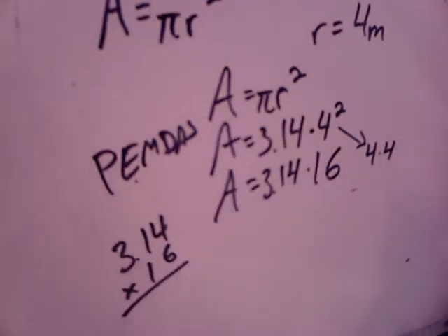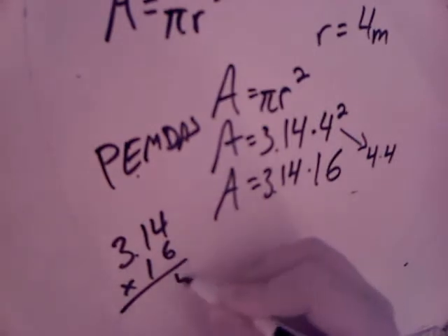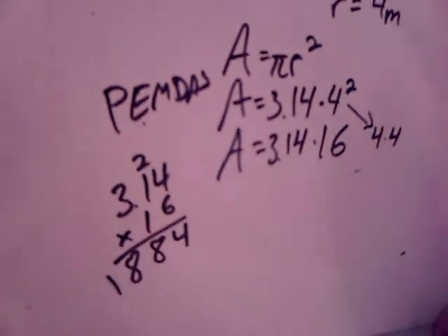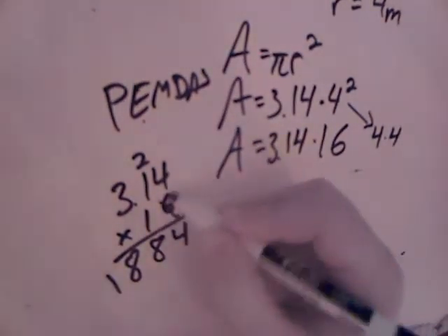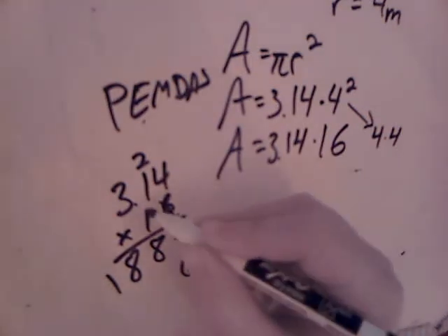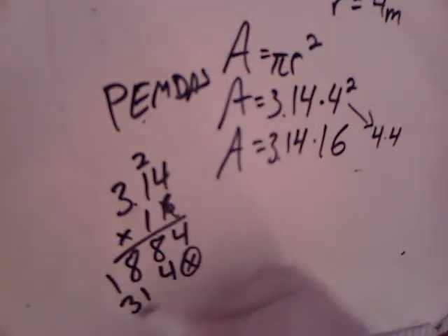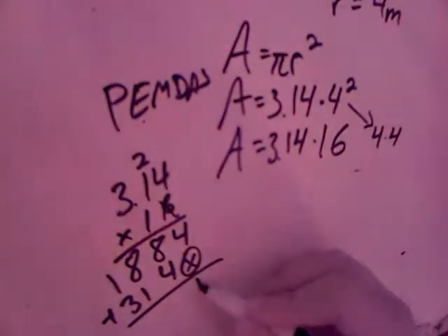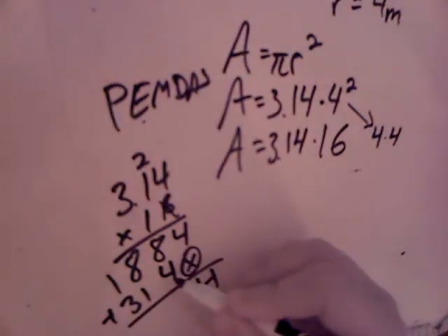Making sure that I show my work. 6 times 4 is 24. 6 times 1 plus 2 is 8. 6 times 3 is 18. I'm done with the 6. So now I'm left with 314. Now I'm going to add up the numbers. 4 plus 0 is 4. 8 plus 4 is 12. Carry the 1, 8, 9, 10.